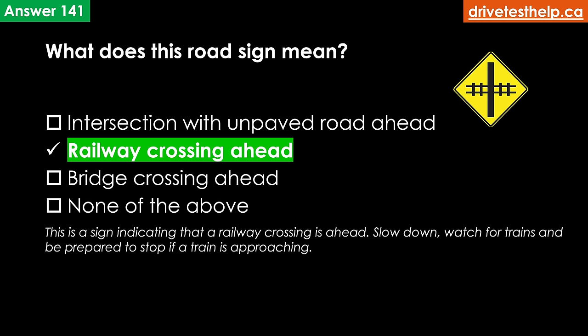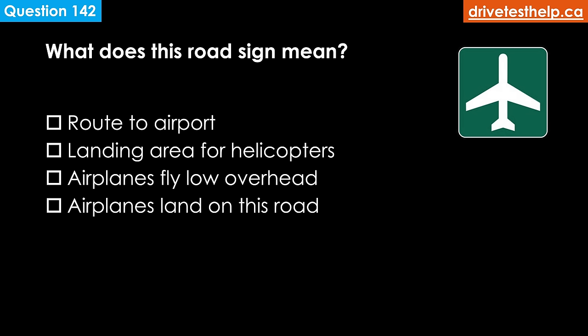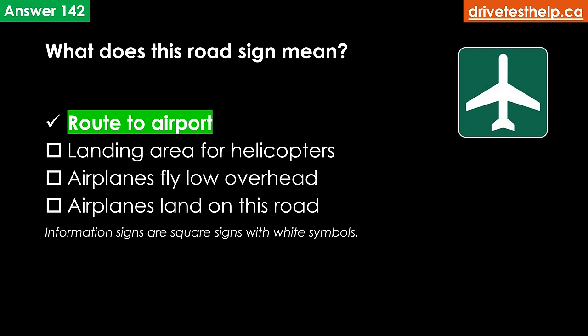What does this road sign mean? This is a route to an airport. This is a landing area for helicopters. Airplanes fly low overhead. Airplanes land on this road. The correct answer, this is the route to an airport. Information signs are square signs with white symbols. This information sign indicates that an airport is ahead.